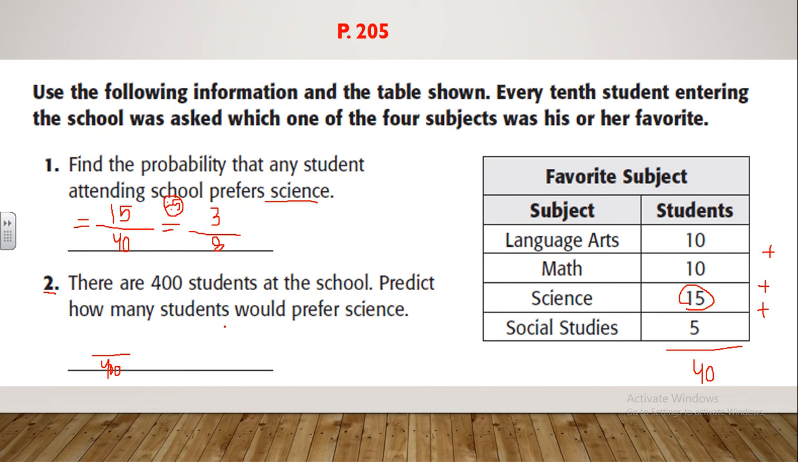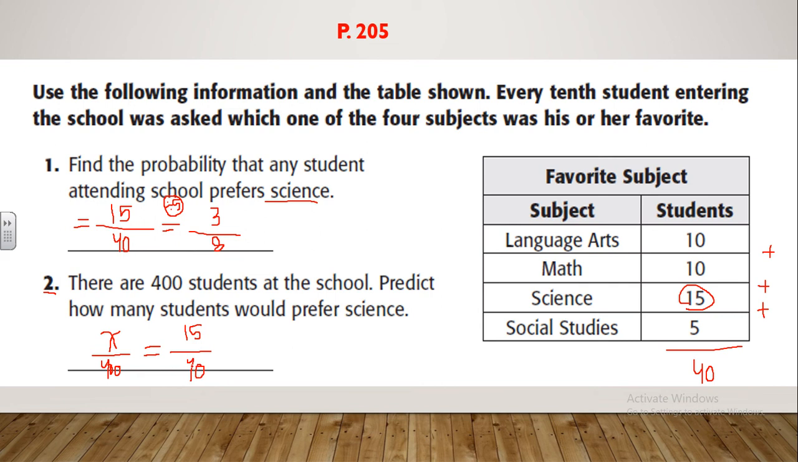Predict how many students would prefer science. We don't know. The table that we have tells us the total is 40. But here he wants to know how many would prefer science if we have 400 students. So we will let the number of students that prefer science be X. You can write A, you can write Y, whatever you like, okay? And we will make that equal what? The number of students that prefer science is 15, so I will write 15 up. And down I will write the total of the table, that was 40.